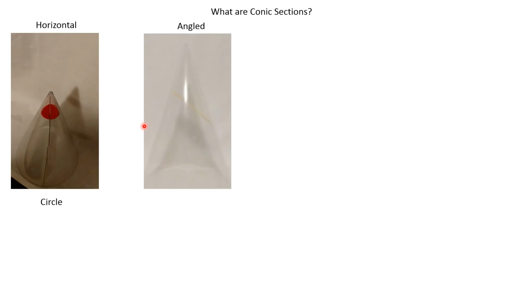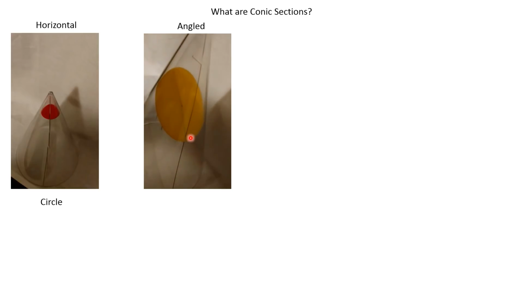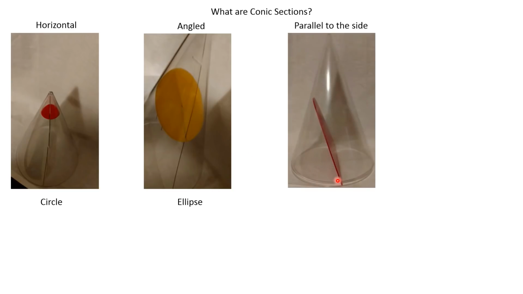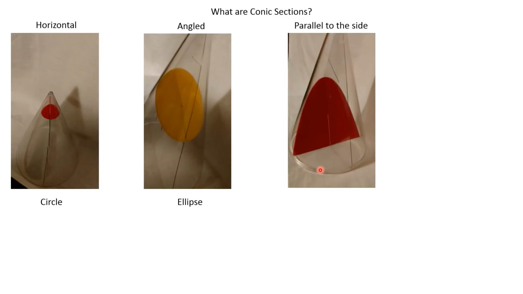The next cut we're going to make is one that's angled. We're going to make an angled cut, like this yellow cut right here. And so if we look to see what shape that makes when we can see the plane, that gives us an ellipse. And so here we have an ellipse when we make an angled cut. Now we're going to angle it even further so that it's actually parallel with a side. So if we make that cut, which is parallel to this side, and we can look, that's where we get a parabola.